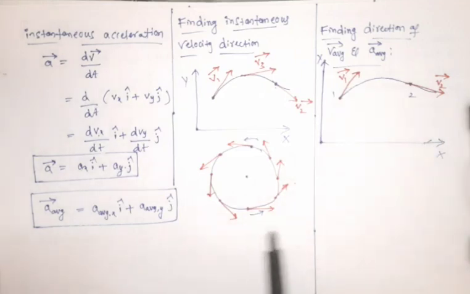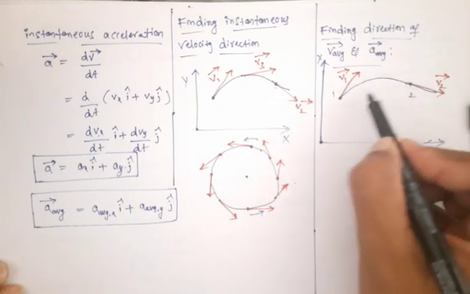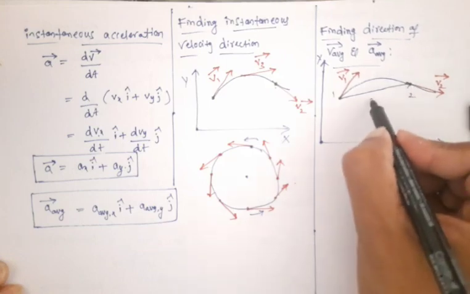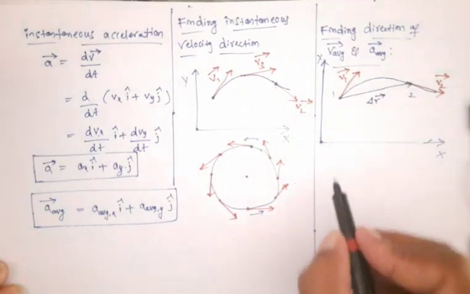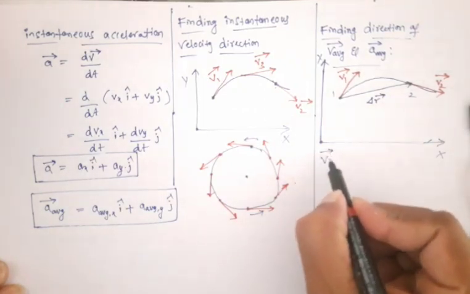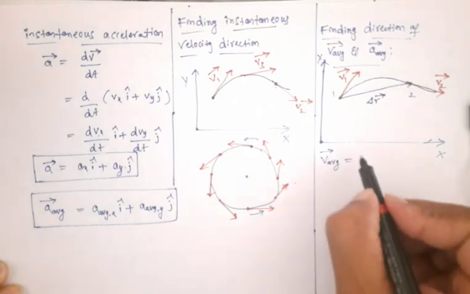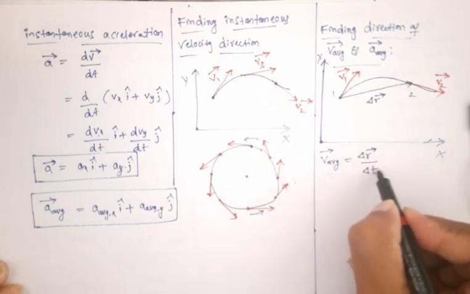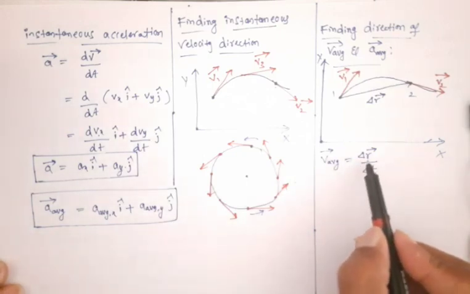But how do we draw the displacement vector? It is from point 1 to point 2. The particle is actually moving on a curved path, but when we draw the displacement vector, we draw delta r bar like this. Now the average velocity vector is equal to, how do we define it? It is displacement divided by time taken. It is like this. So 1 by delta t into delta r bar.